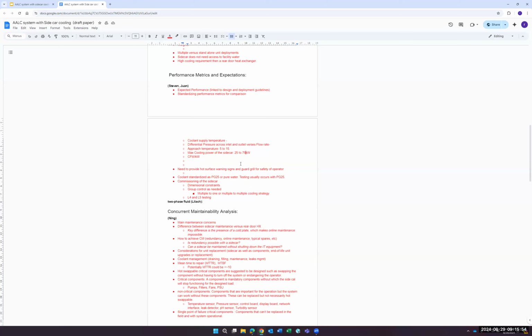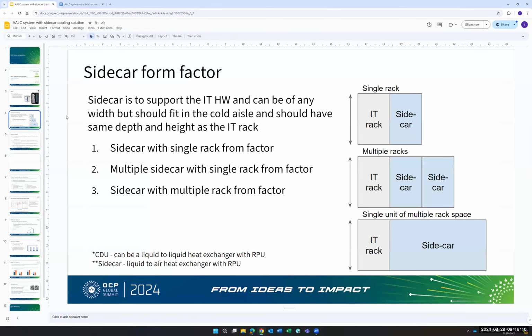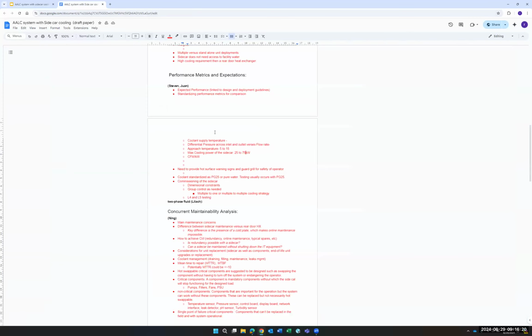In my experience, I have seen 25 to 75 kilowatts could be the range in a single rack unit sidecar. Because we are defining sidecar, it could be any of these things, multiple ways of cooling a rack with the sidecar. Now, in a single rack form factor, this is what I have seen. Is there any feedback other than this?